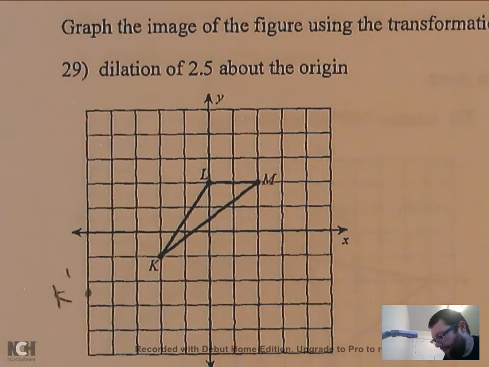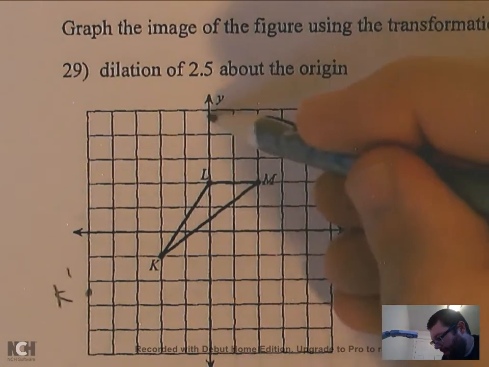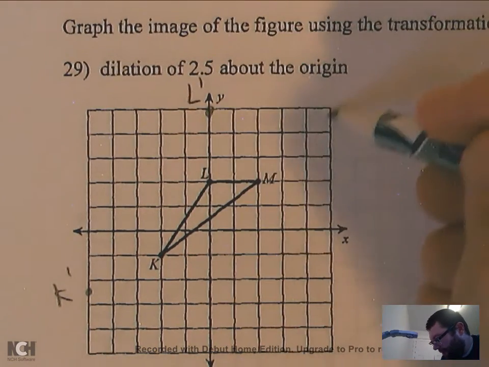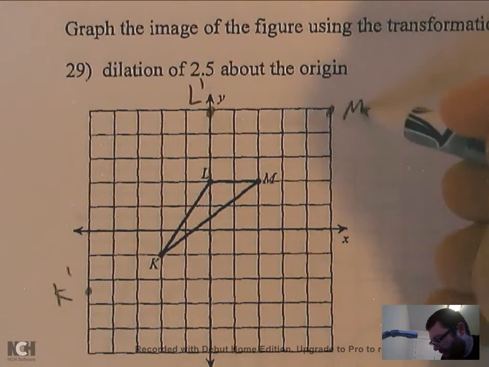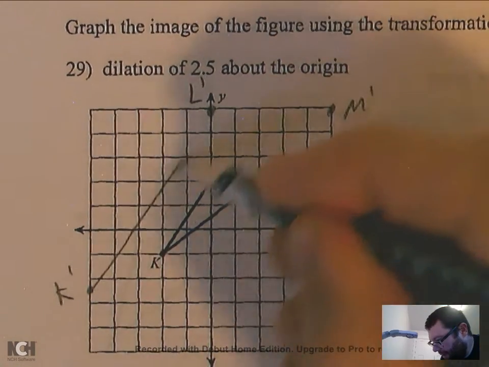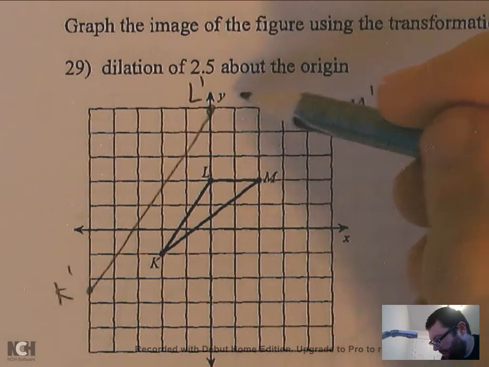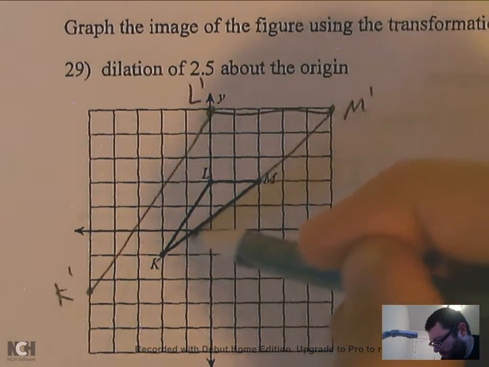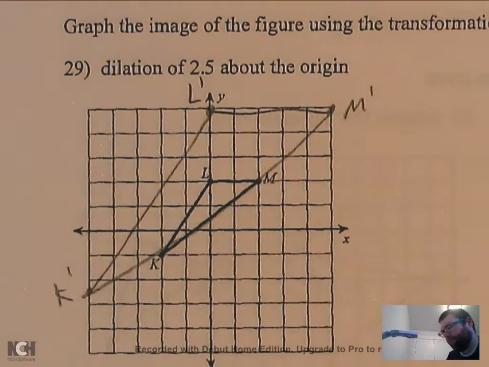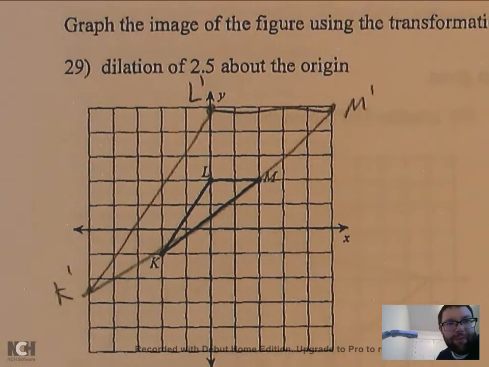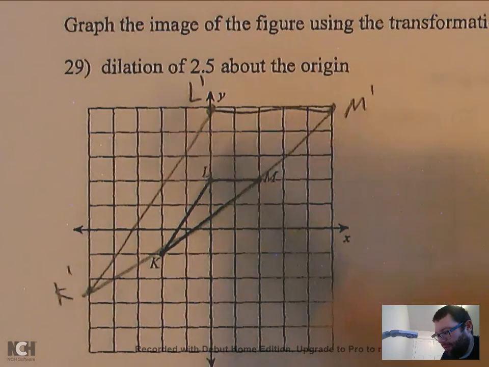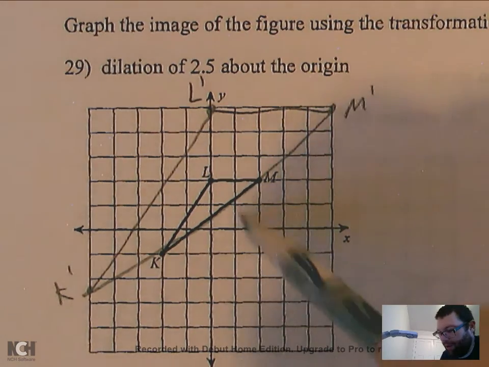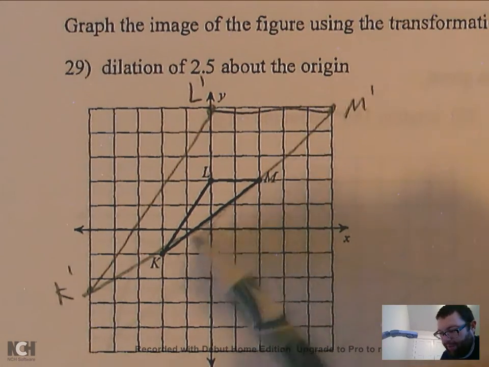K prime. And then L is 0, 5, so it went up here. There's L prime. And M is 5, 5, so there's M prime. So there is our new triangle. Right there. Okay. And just notice all those points just kind of grew and went out there. There's nothing growing this direction, which is why this line pretty much matches with this line.